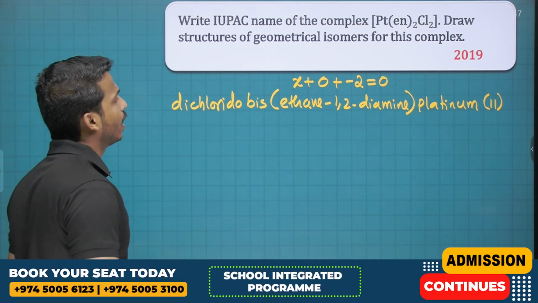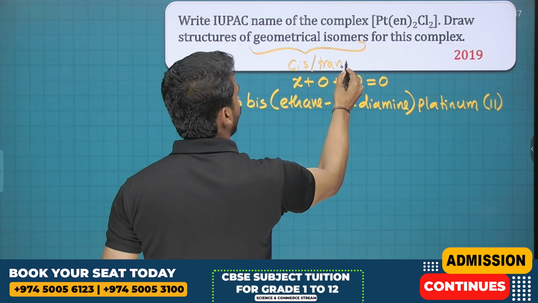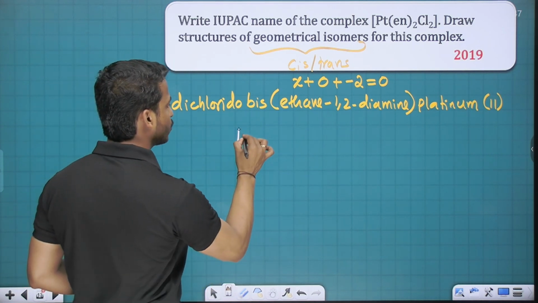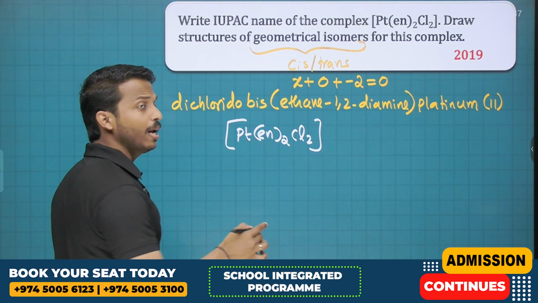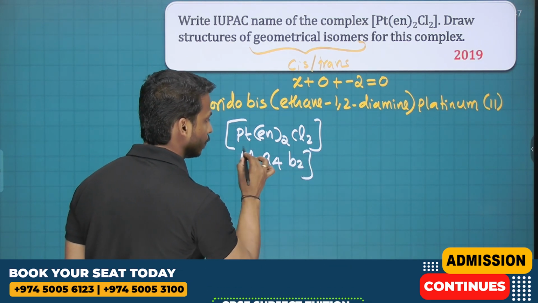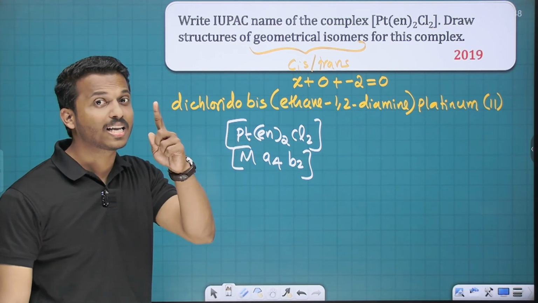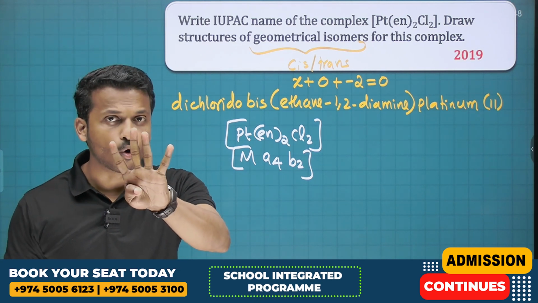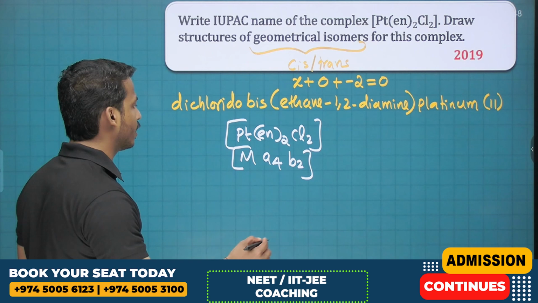Draw the structures of the geometrical isomers. What is a geometrical isomer, my dear? Cis-trans isomer. What type of complex is this? This is Pt(en) twice, Cl twice, right? This is of the type [M(AA)2B2], that is Ma4B2. The metal is platinum. En is a bidentate ligand, so one en provides two bonds, so two en provide four bonds. Therefore A4 and B2. This type shows cis-trans isomerism.